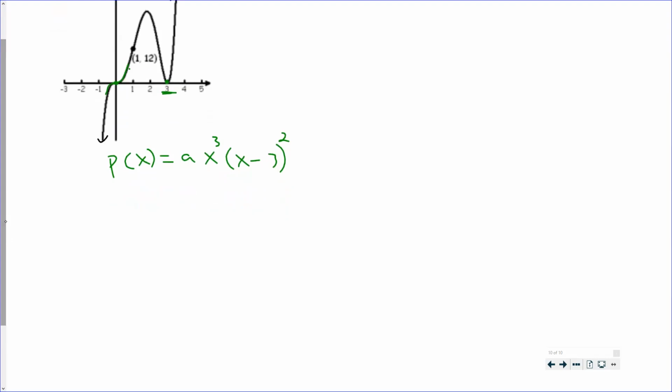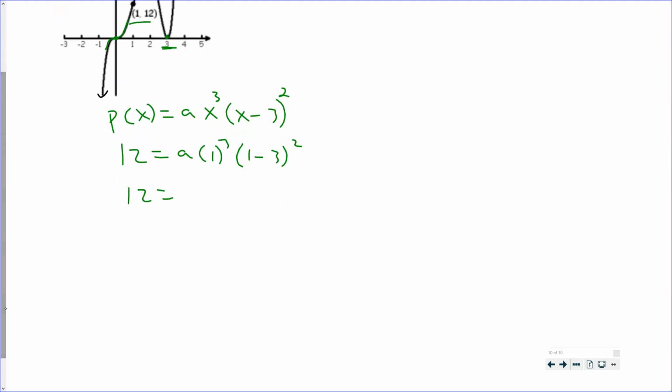And then just plug in the point (1, 12). So 12 equals a times 1 cubed times (1 minus 3) squared, or 12 equals 4a, so a is 3. So plug it in. Your polynomial is 3 x cubed times (x minus 3) squared.